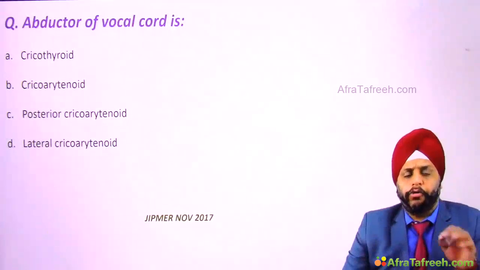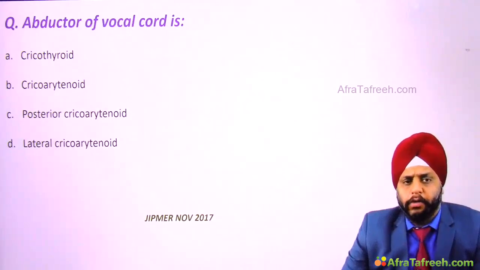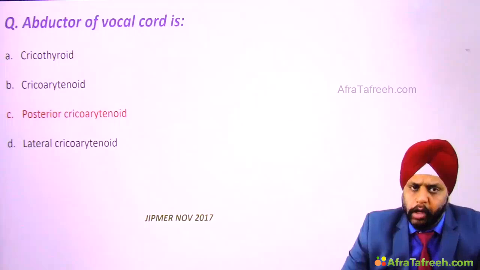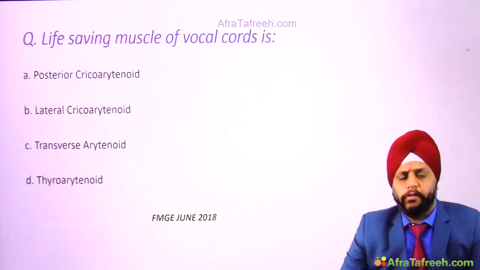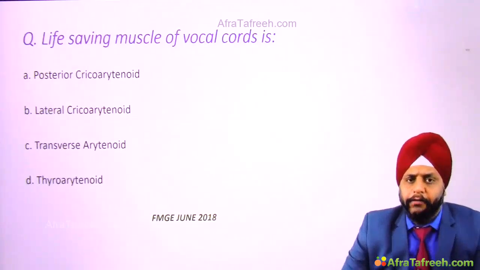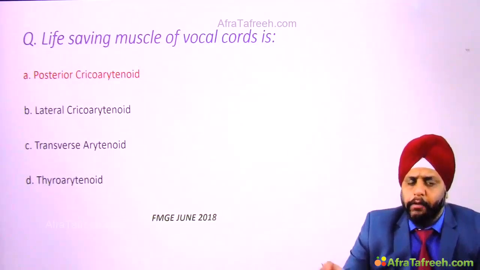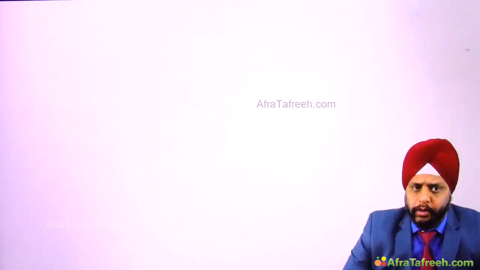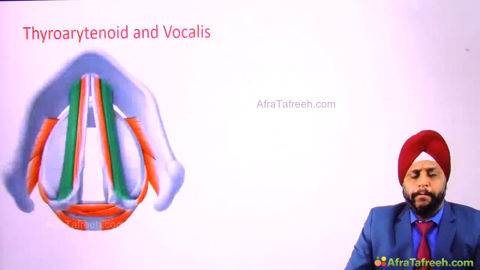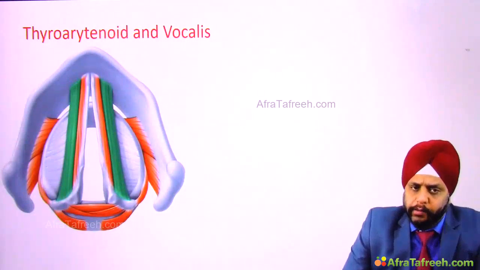Right? Okay, question asked: the abductor of vocal folds is, answer we know, the posterior cricoarytenoid muscle. Okay, next question: the life-saving muscle of vocal cords is. So remember, the life-saving muscle of vocal cords is the posterior cricoarytenoid. That's the one which will open the airway when all the other muscles close it. Right?